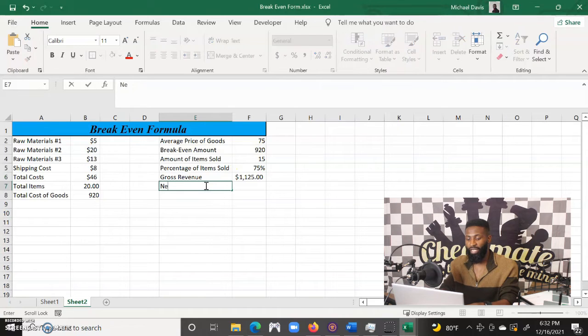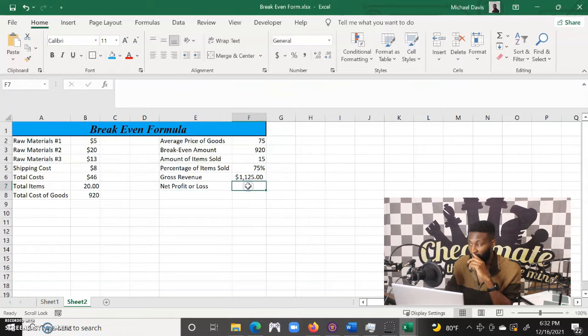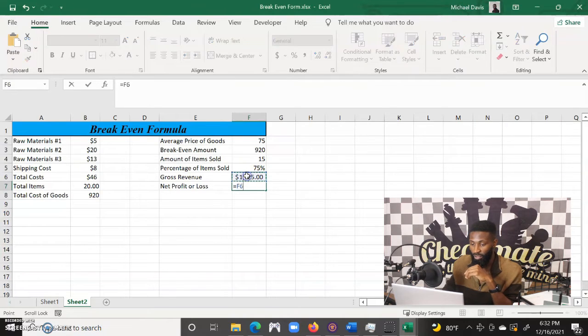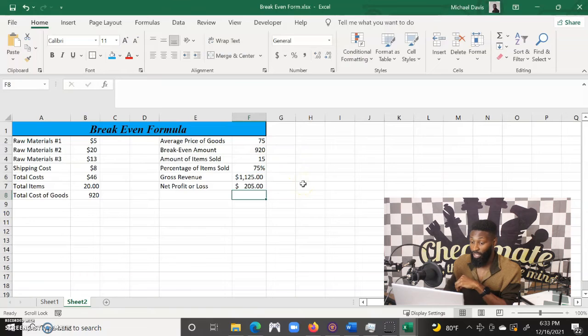Let's come down here. Net profit or loss. And this right here is going to be a simple F6, subtracted by the break-even amount. We're going to know if we made any money. If we made more money than we needed to break even. If not, we're still at a loss. We got to get it grinding.